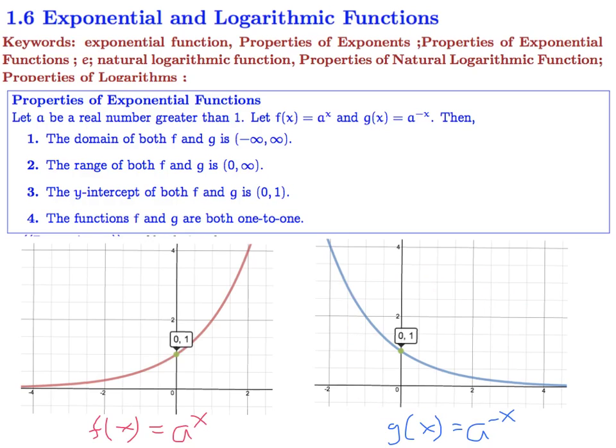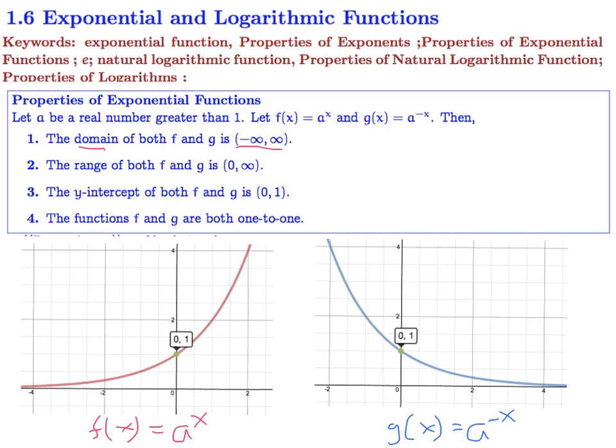Without a negative in the exponent, as we move to the right, we're going to increase. With the negative in the exponent, as we move to the right, we're going to decrease. However, they share most of the same properties in common. So the domains for both are negative infinity to infinity. You can put any real number you want in the exponent, and you're going to get a number back out.